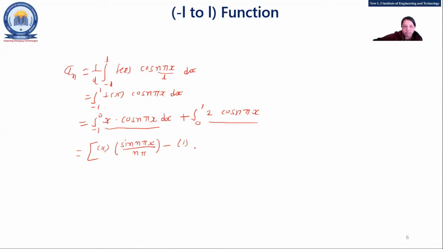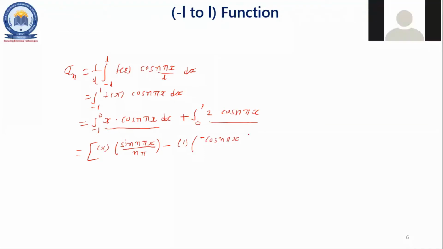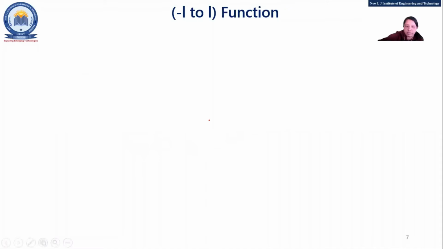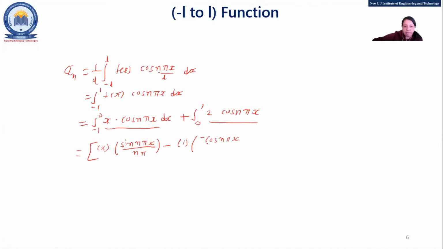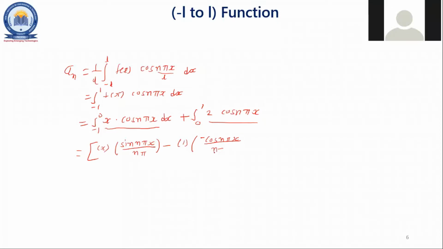In bracket, minus, so minus cos n pi x by n pi upon n pi. Square, whole square or only pi square? n pi whole square. So I'll write what?